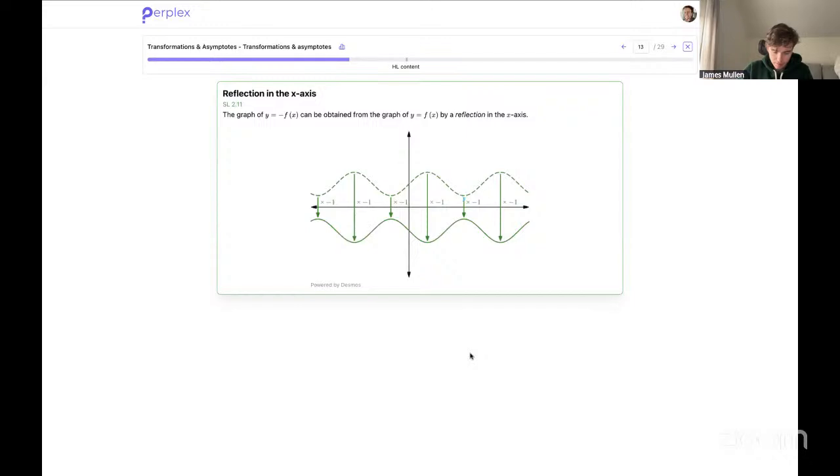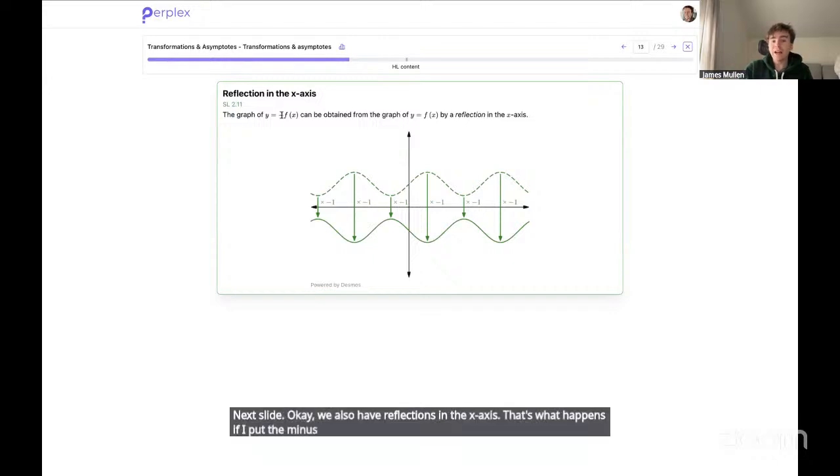Next slide. Okay, we also have reflections in the x-axis. That's what happens if I put the minus outside of f of x, if I do negative f of x. You can think about this kind of like a vertical stretch, except that I'm stretching by -1. So the whole thing is going to flip to the negative side. Every y value gets multiplied by -1.